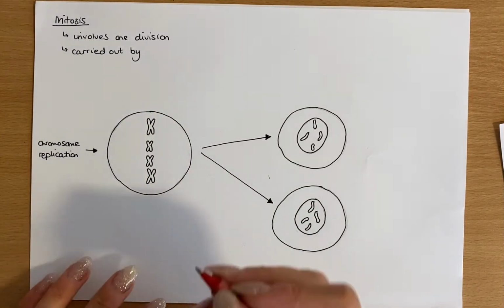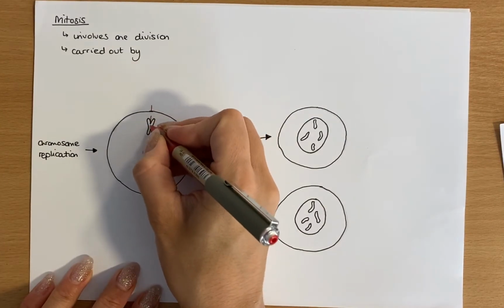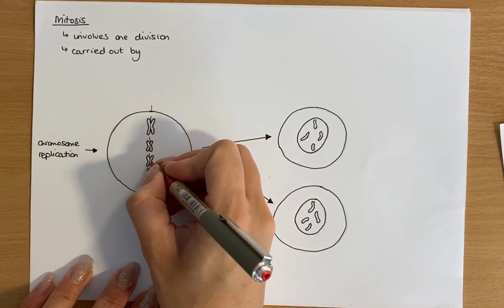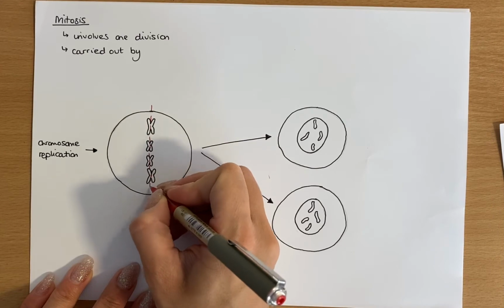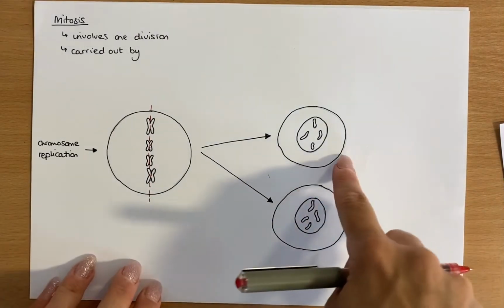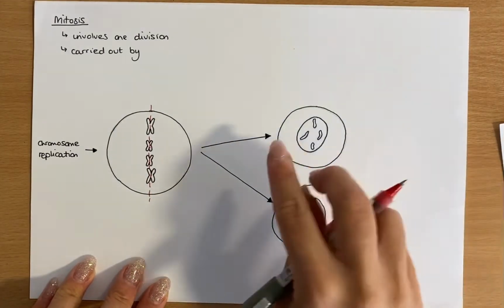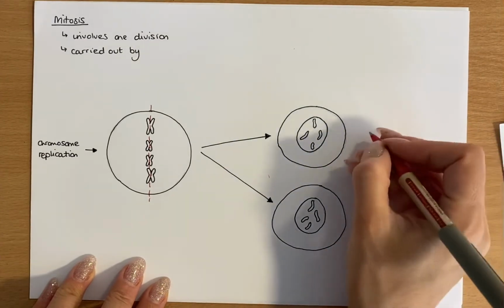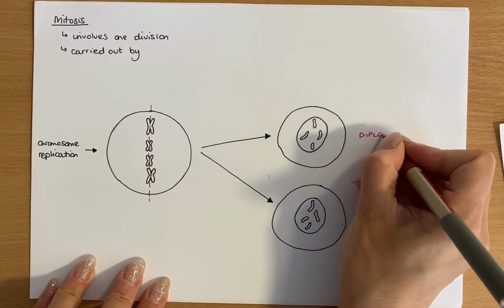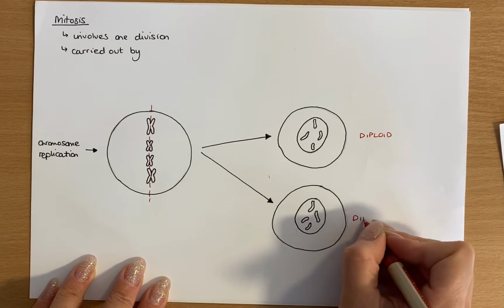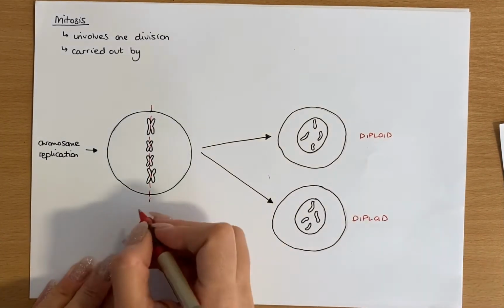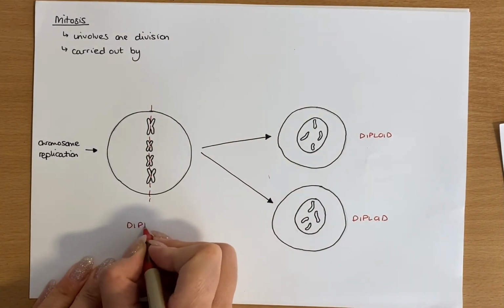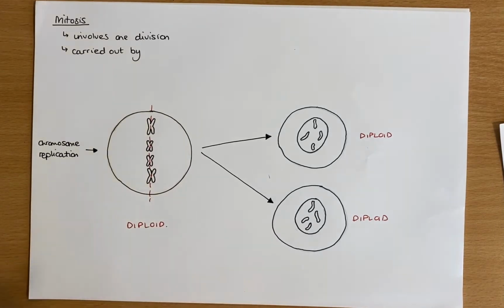Now what will happen then is the cell divides ultimately, once those chromosomes are separated, or the chromatids are separated into chromosomes. Then you produce a new cell that is diploid here, and a new cell that is diploid here, and this original cell is diploid because only diploid cells will be able to divide by mitosis.